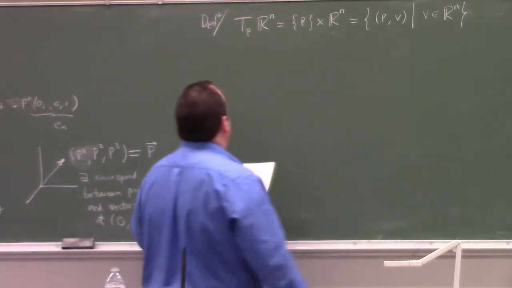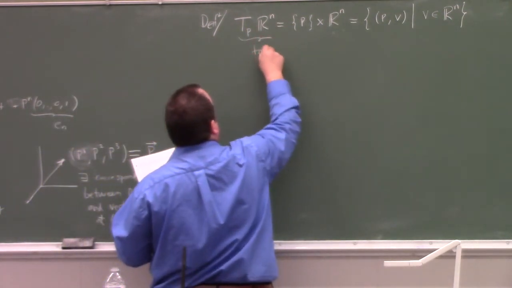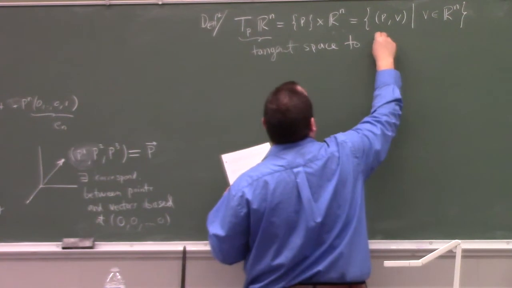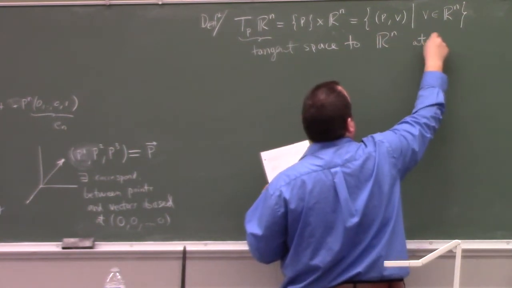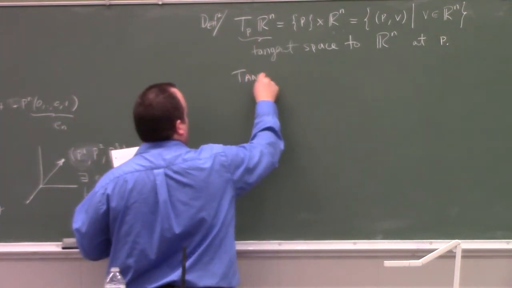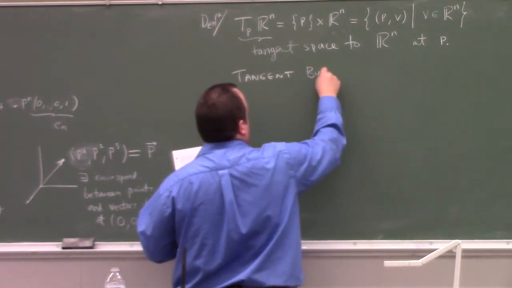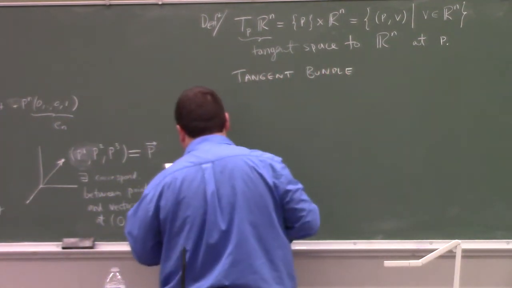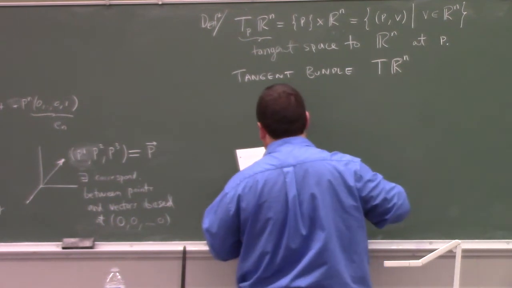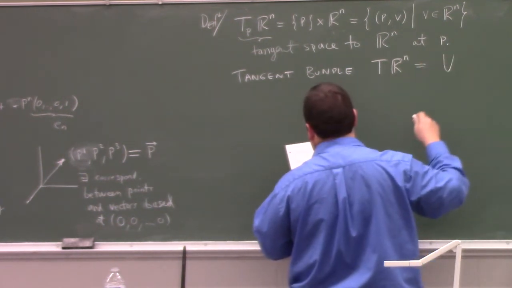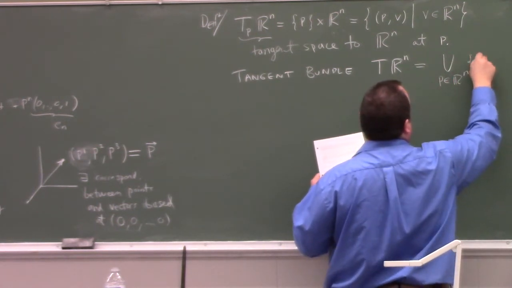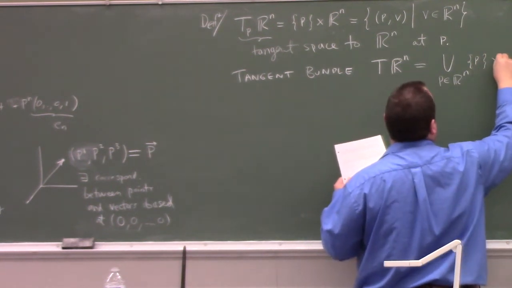And this is the tangent space, the tangent space to Rn at the point P. Now the tangent bundle. What's the tangent bundle? The tangent bundle is just big T Rn. What that's going to be is the union over P in Rn of these guys.